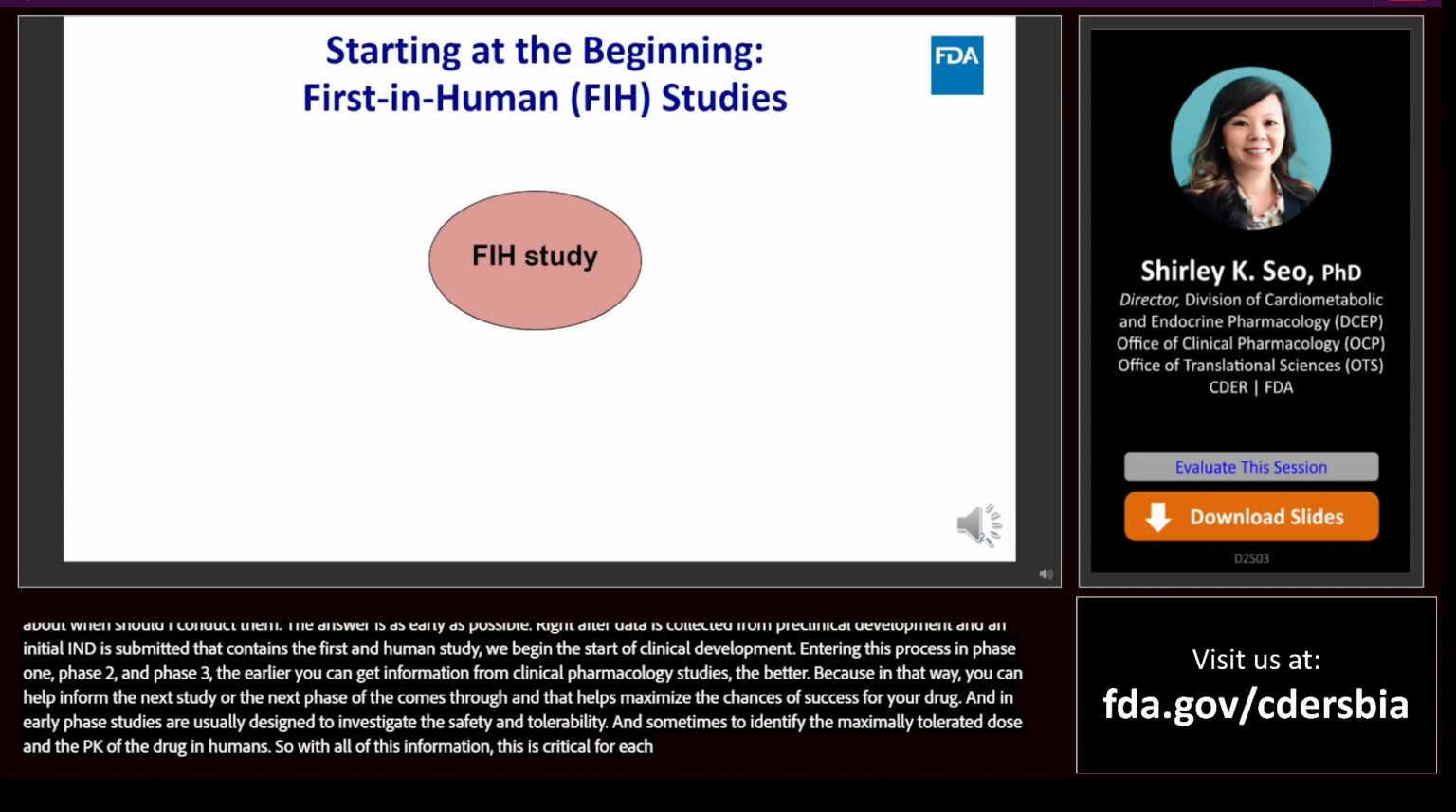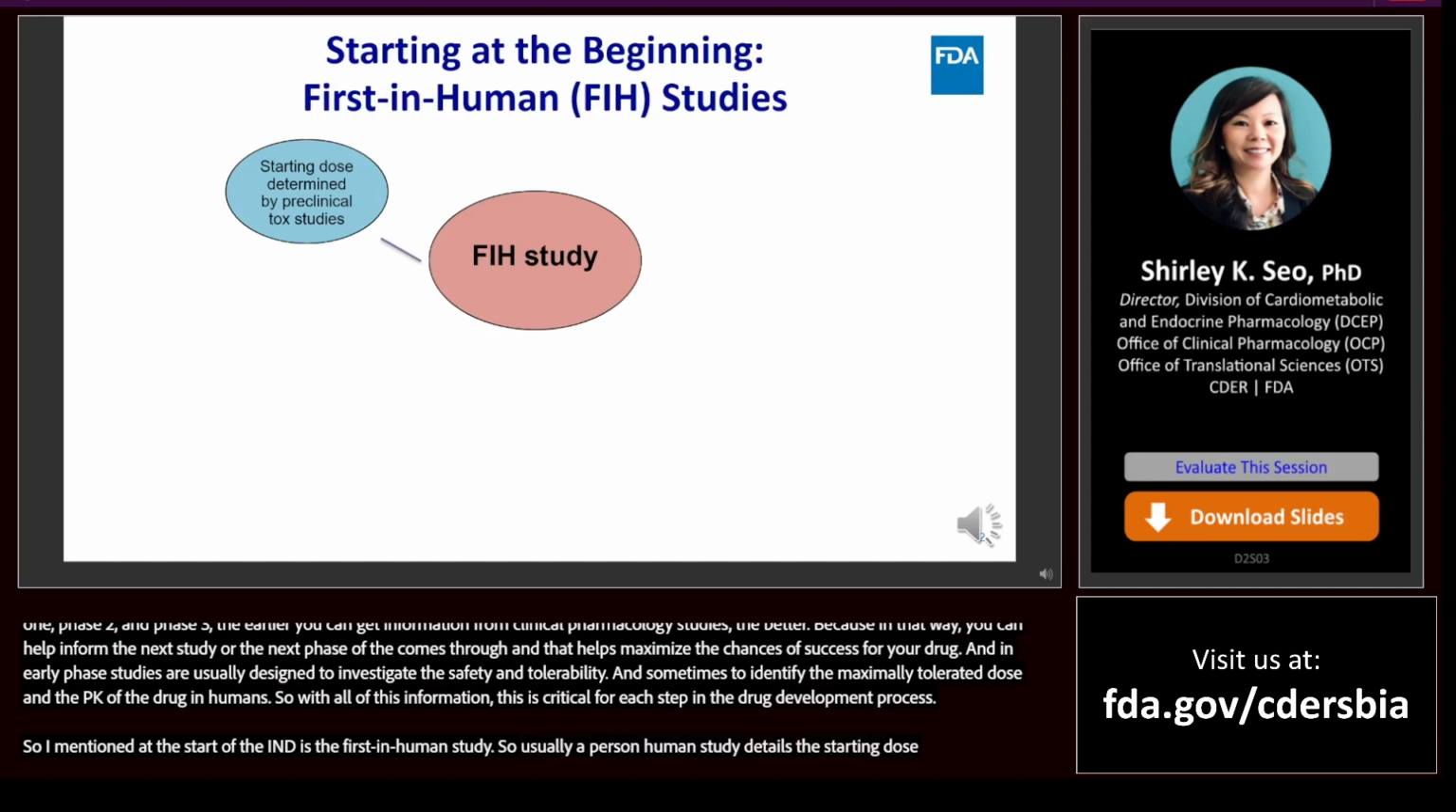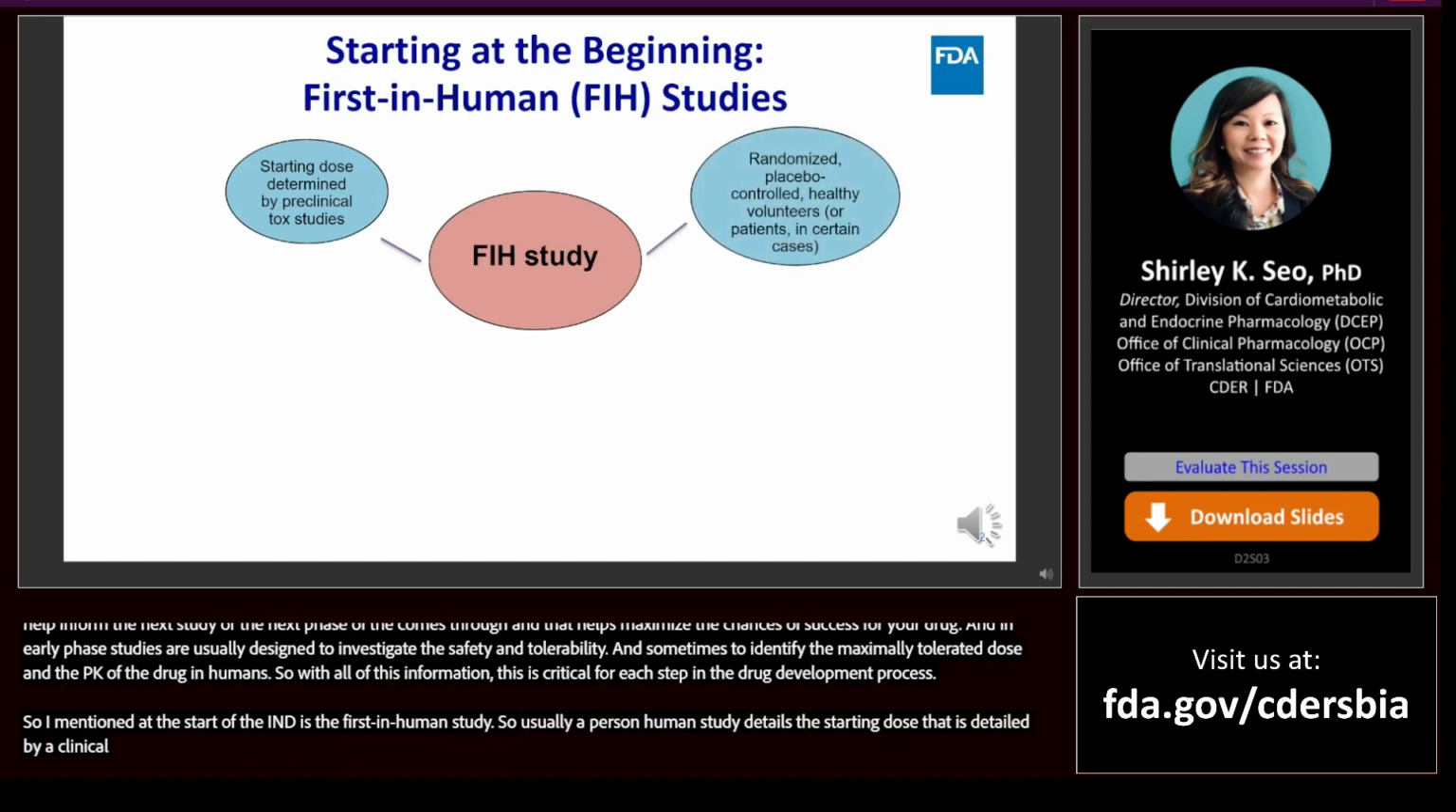So I mentioned that the start of an IND is the first-in-human study. So usually a first-in-human study entails a starting dose that's determined by some sort of preclinical tox study. And it includes a randomized placebo-controlled study in healthy volunteers. Sometimes patients are used in these studies, but that's fairly rare.